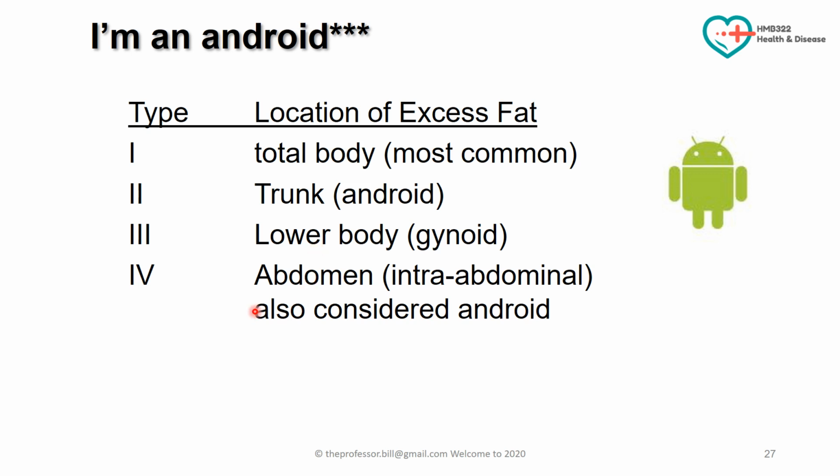And then type 4, which is also considered android because it's part of the trunk, but this is a special subtype where it's mainly found in the abdomen. It's not just the entire trunk, so your chest and abdomen, that's your trunk, but most of it is centered around the abdomen, and most of it is intra-abdominal. And if you have a lot of fat deposition there, it's not a good thing. Are we clear on the body types?